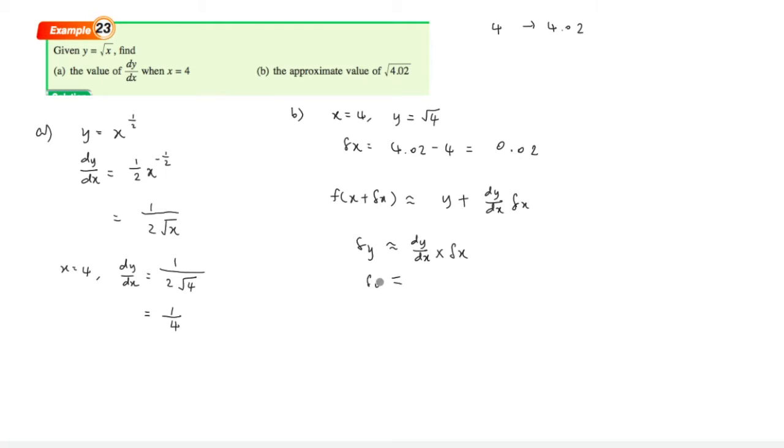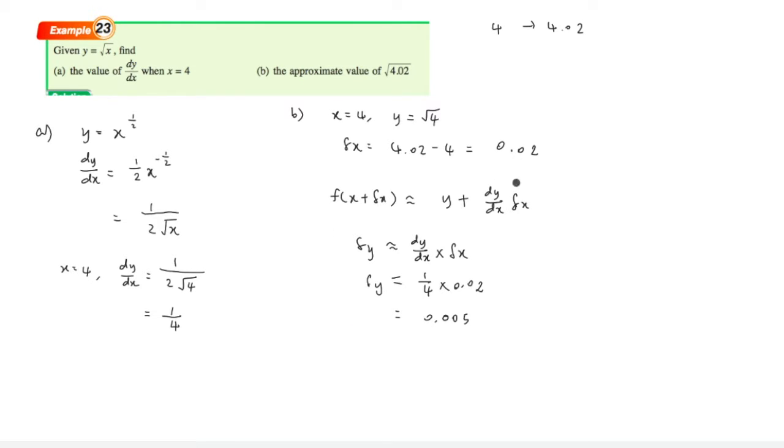And delta y equals dy/dx, which is here 1 over 4, and delta x is 0.02. So delta y, you get 0.005, right? 0.02 divided by 4 is 0.005. This is delta y. And this is only delta y. Delta y is 0.005.